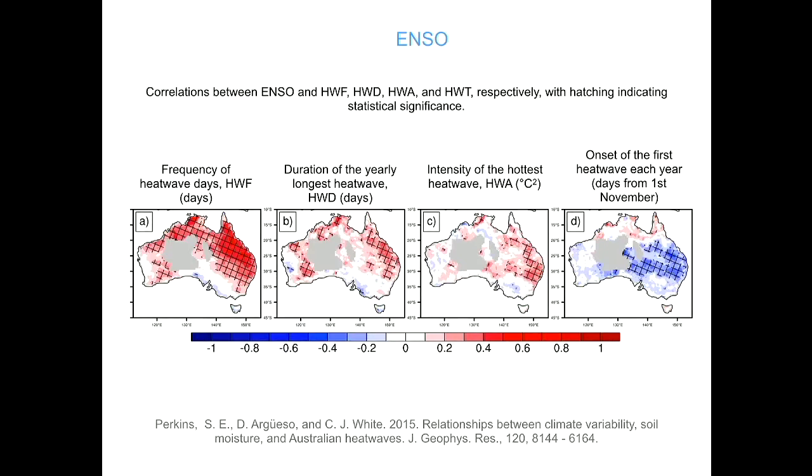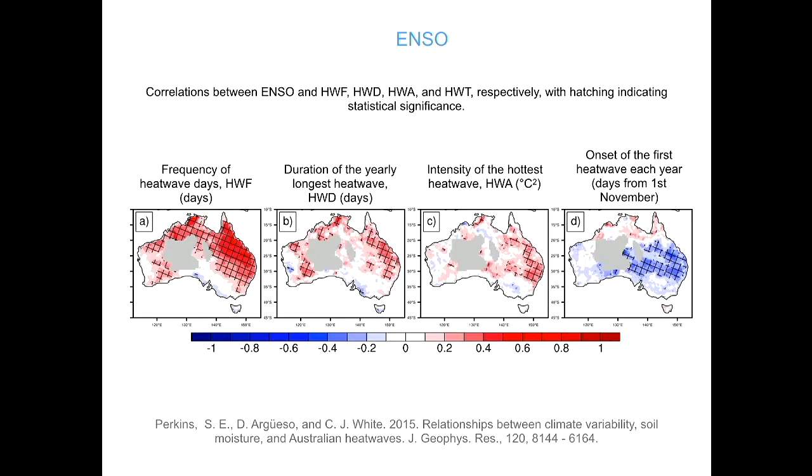What's the relationship with ENSO? So this is the correlation between the state of ENSO and the frequency of heat waves, the longest heat wave, this measure of the amplitude, and the onset. And reds are positive correlations, and blues are negative correlations.